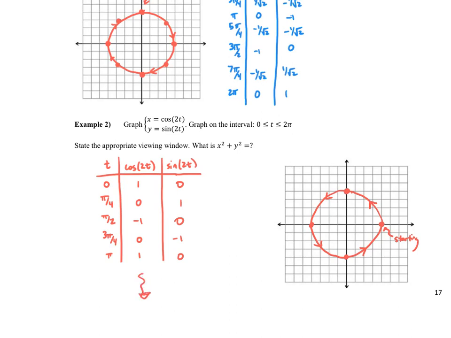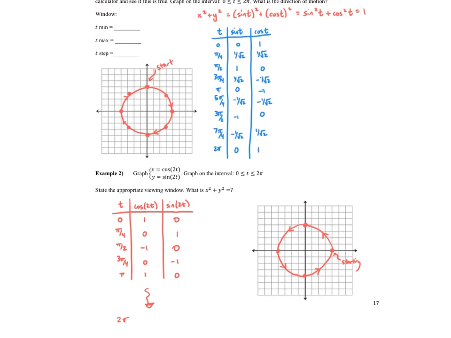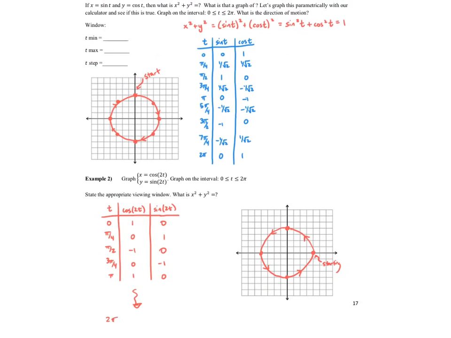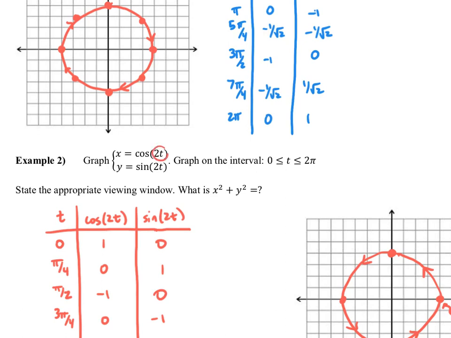If we were to go all the way out to 2 pi down here, we would actually go around this circle a second time. Okay, so let me go back to the question that I was asking you. Compared to example 1, we went around exactly 1 time, and all of a sudden in example 2, we're going around twice. Does that make sense with the fact that we have this 2t inside the trig function?